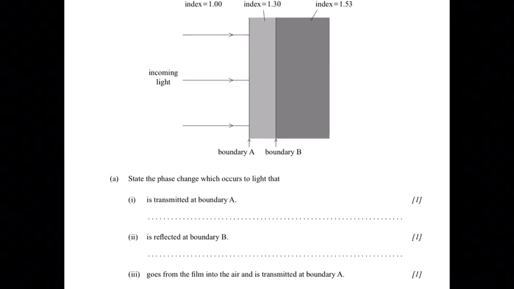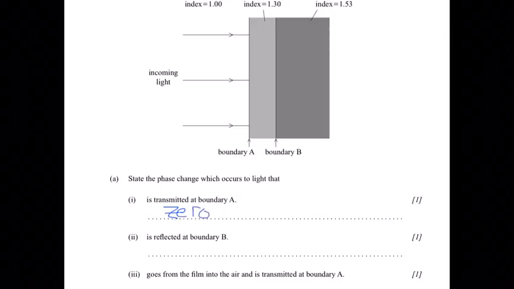It's asking us to state the phase change which occurs to light that is transmitted at boundary A, so that's between air and this initial one. Well, when we've got less dense to more dense in terms of refraction, there is not going to be a change at all, so there's zero phase change.